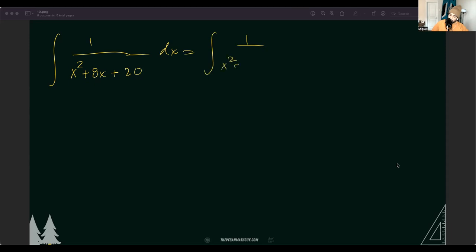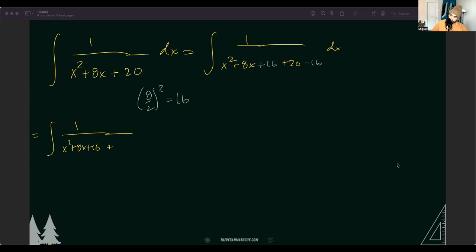So here we go. We're going to take the 8, remember, divide it by 2, and then square it. That's going to be 16. So we introduce the 16, and then we have the plus 20. And because we introduced the 16, we're going to subtract the 16. And what we're left with is an integral of 1 over x squared plus 8x plus 16, and then plus 4. And if we continue to simplify this, we can factor that quadratic, which is exactly what we want. And this is x plus 4 squared plus 4 dx.